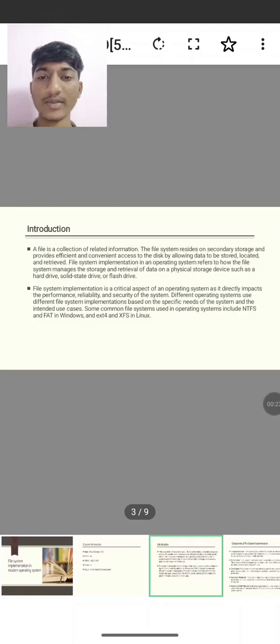First of all, introduction. A file is a collection of related information. The file system resides on secondary storage and provides efficient and convenient access to the disk by allowing data to be stored, located, and retrieved. File system implementation in an operating system refers to how the file system manages the storage and retrieval of data on a physical storage device, such as a hard drive, solid state drive, or flash drive.